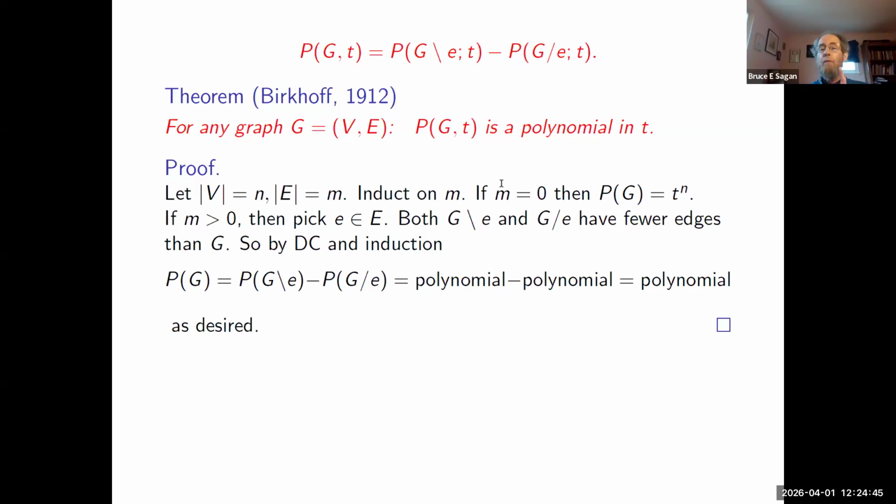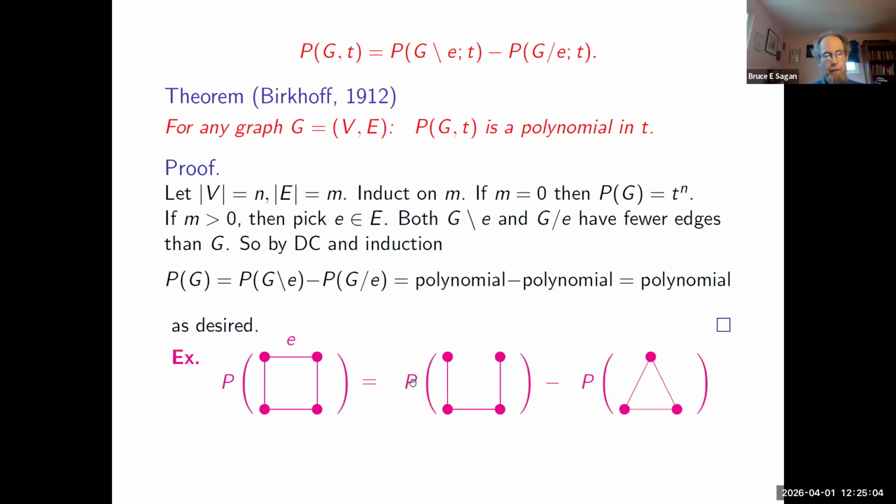Not only is this a great tool for proving things about the chromatic polynomial, it's a great way for actually calculating the chromatic polynomial. Let's go back to that cycle that we couldn't do before, and pick one of the edges. It doesn't matter by symmetry which one. So by deletion contraction, that is equal to the polynomial where I delete the edge and get this path, and if I contract the edge, I get this triangle.